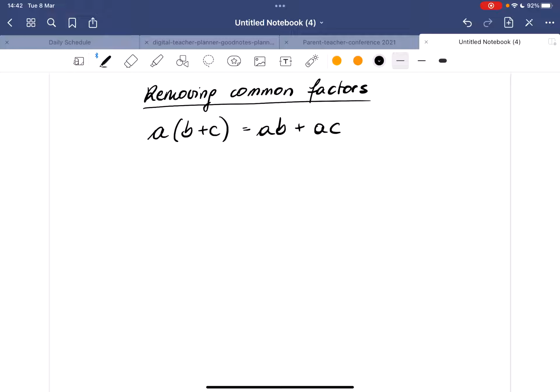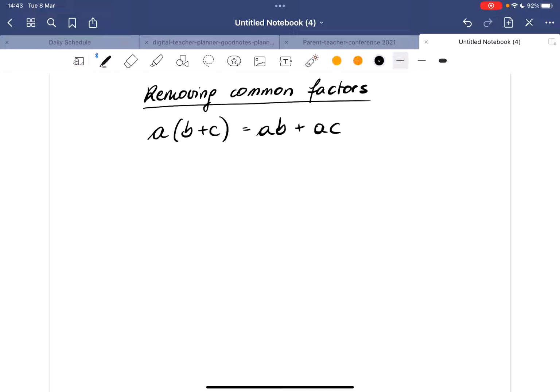Now I'd like to work with you on removing common factors. So this is exactly the other direction of what we just did. We used this distributive law to expand these brackets to get this expression. We're now going to work the other way, so from this side to this side.